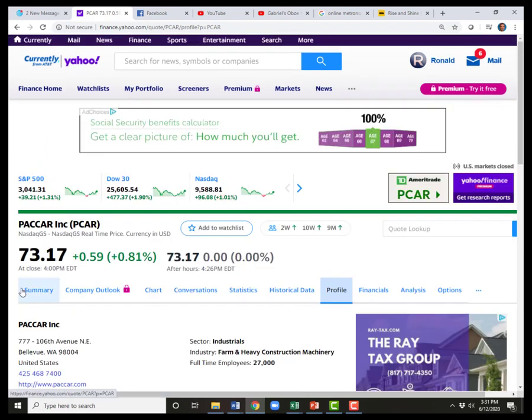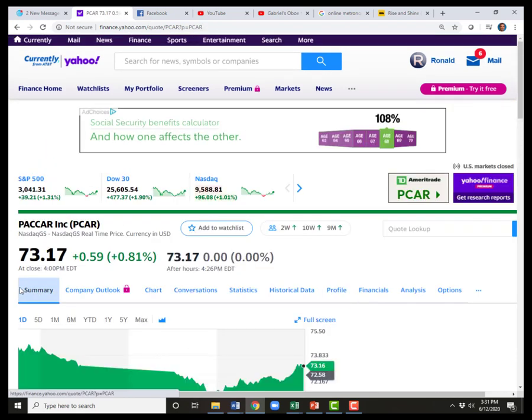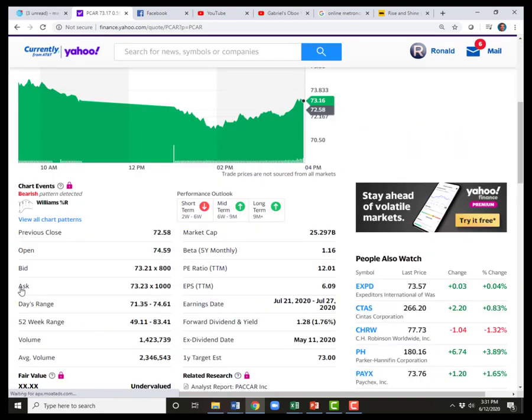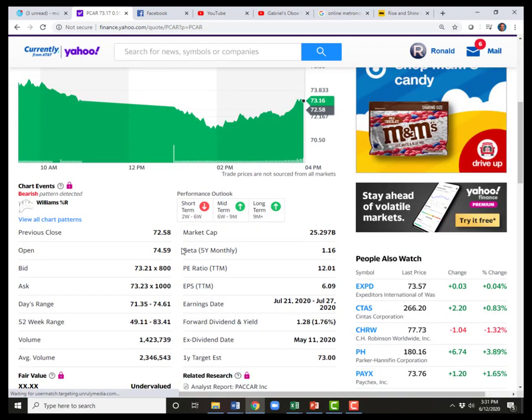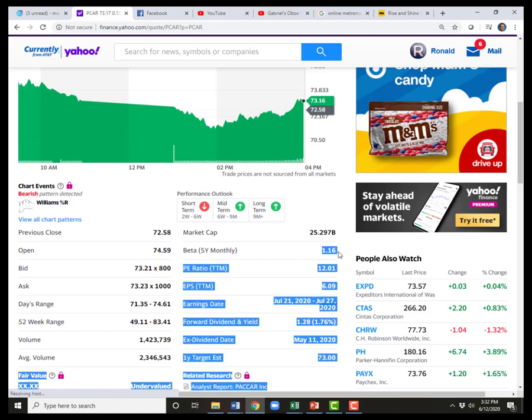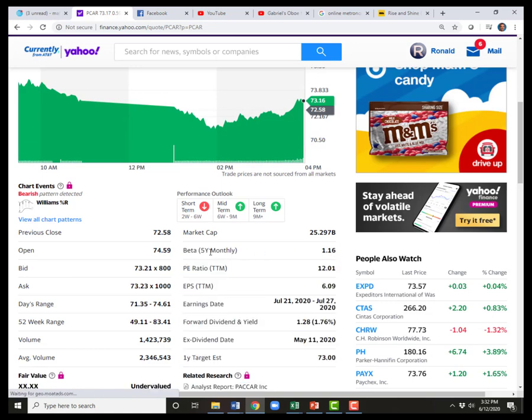When you click on summary, this is what most schools do. I don't like this approach, but they just go to the summary, and there's the beta right there, 1.16. Why can't we do that? Well, what you'll notice is this is just one beta. This is what we call regression beta or historical beta, and it's a 5-year monthly. It's the same thing we're going to do, except we're going to calculate many rolling 5-year monthlies. But this is just their beta the last 5 years using monthly data.